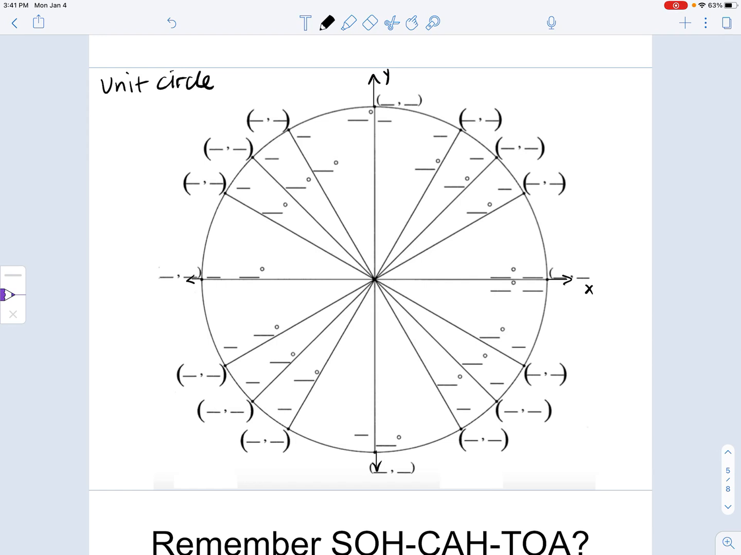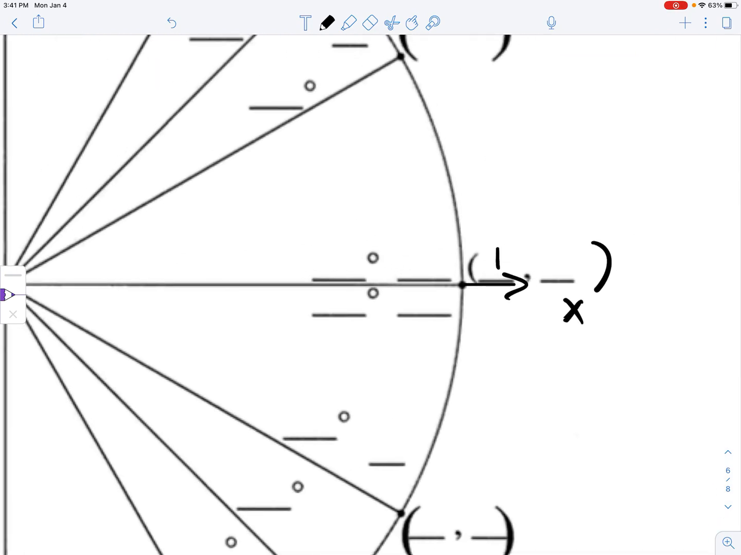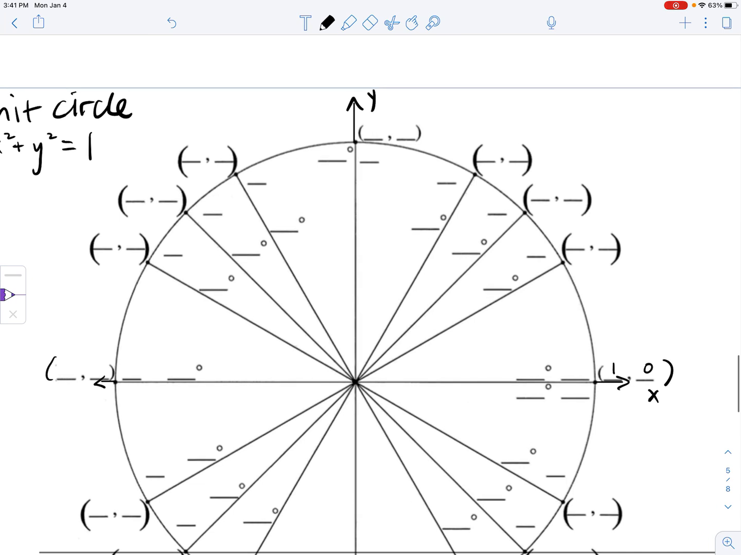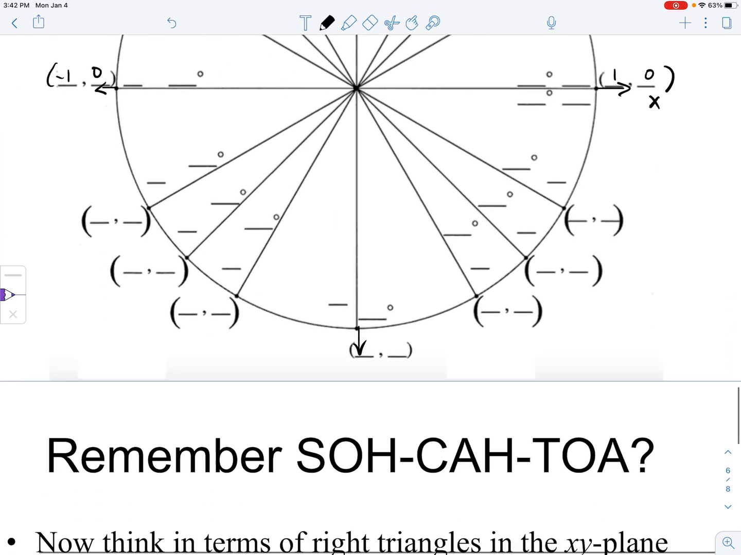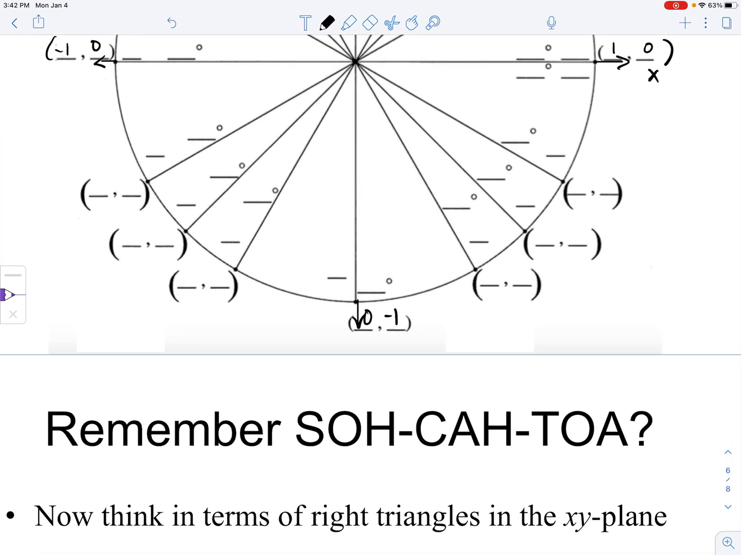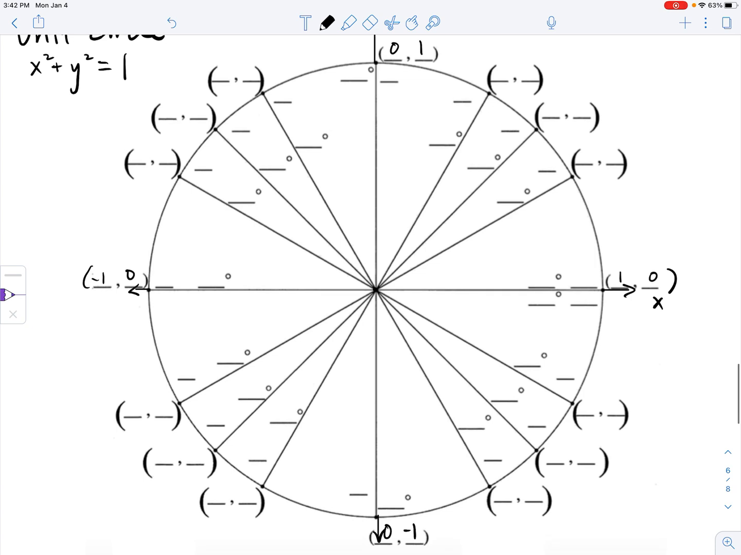So a unit circle is a circle that is centered at the origin and has a radius equal to 1. And the equation that actually represents the unit circle is x squared plus y squared equals 1. And knowing that this is a unit circle, I'm able to fill in some of the points that lie on the unit circle here. Like this would be (1, 0). So it would be (0, 1), (-1, 0), and (0, -1).